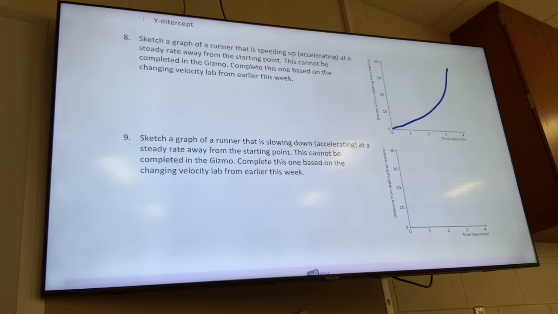Now, if you're slowing down, still moving in the positive direction, you're going to start off really steep and then you want to get flatter as you go. So you're still going in the positive direction. It's going up, but it's getting flatter, which means you're starting to slow down. So you're still accelerating, but it's a different kind of acceleration. So this one would be positive acceleration. And this one would be a negative acceleration.